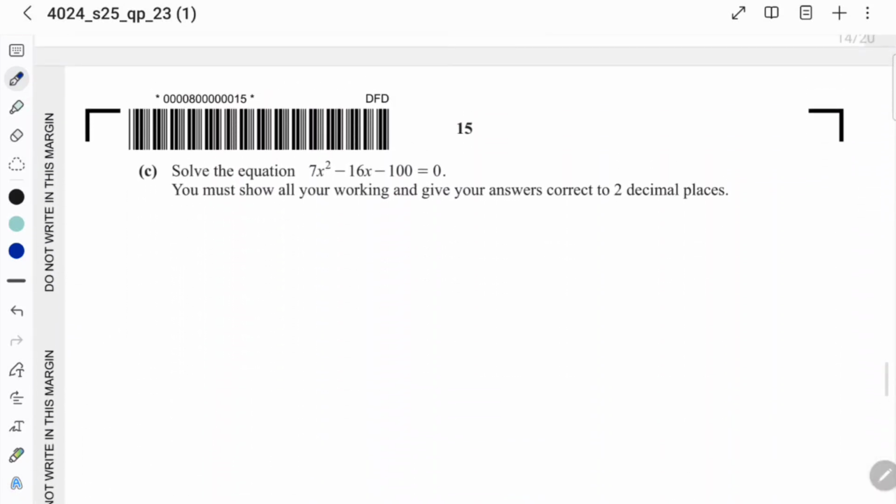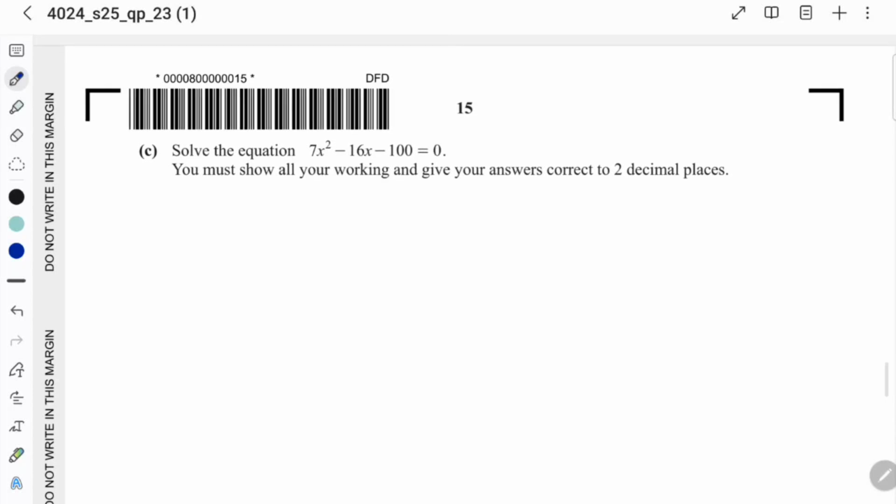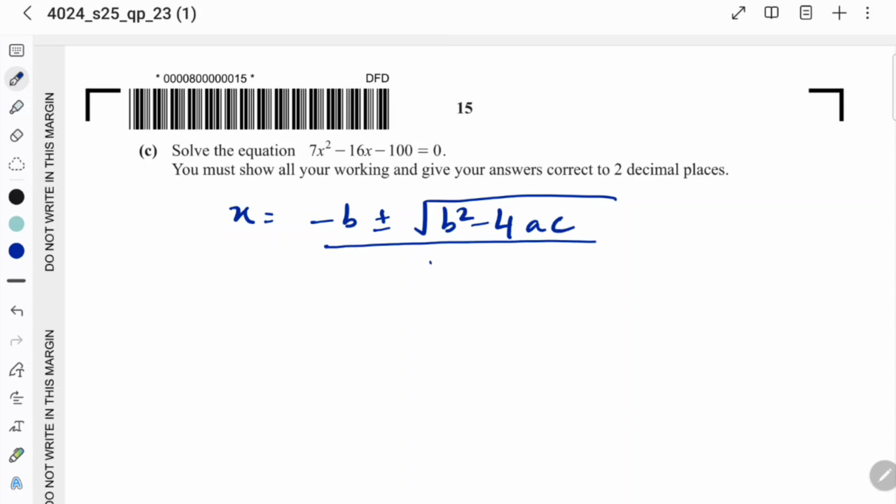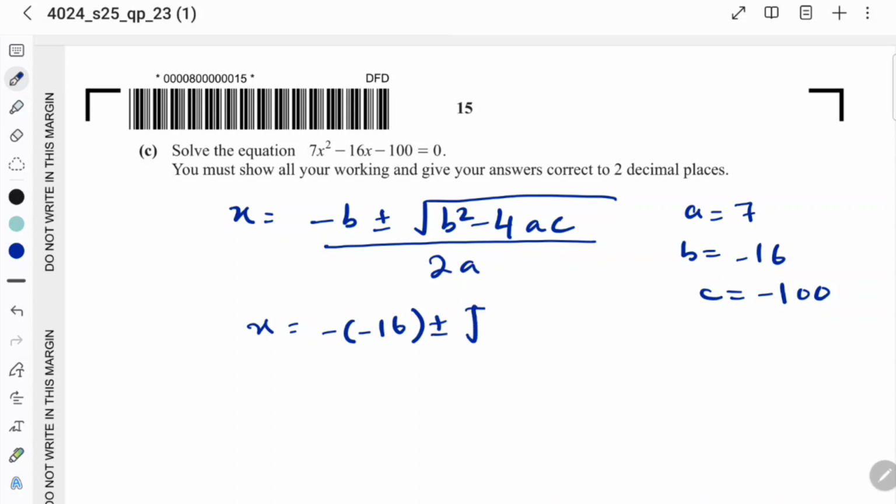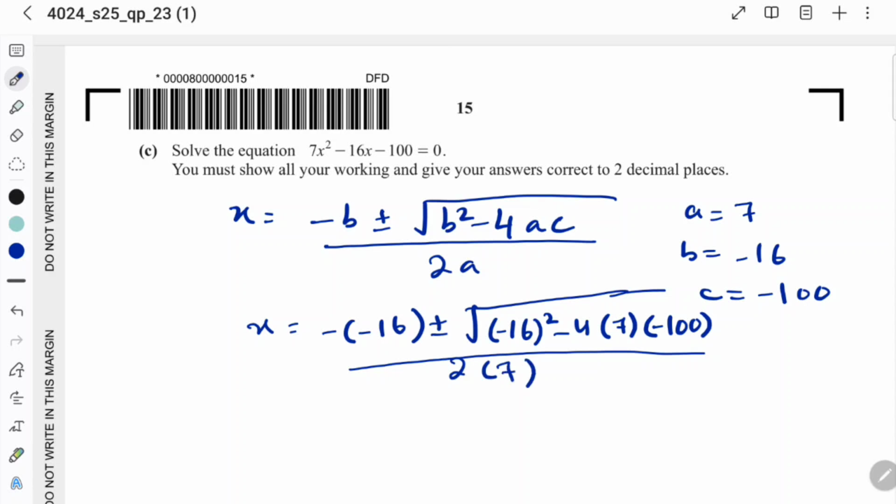Now part C, 7x squared minus 16x minus 100 equals 0. x equals minus b plus or minus the square root of b squared minus 4ac, upon 2a. And here a is 7, b is minus 16, and c is minus 100. And we have to write our answer to two decimal places. Minus 16 plus or minus the square root of minus 16 squared minus 4 times 7 times minus 100, upon 2 times 7.